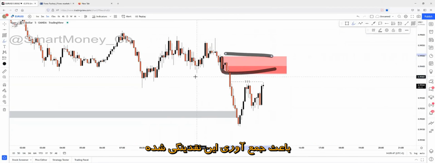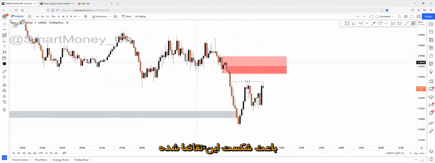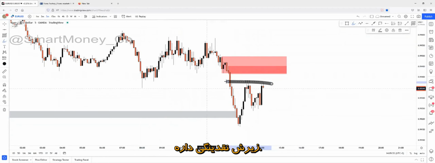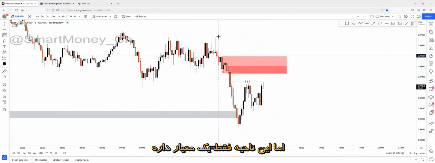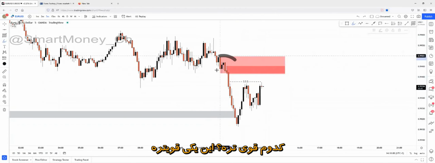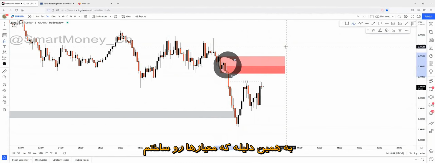What did this supply cause? It caused the sweep of this liquidity. It caused the break of this swing structure. It caused the break of this demand zone, flipped this demand zone. It has liquidity below. It has huge inefficiency. So this has like 4 or 5 criteria. This has 1 criteria. Which one is stronger? This one is stronger. Track your criteria on everything. That's why I created criteria.